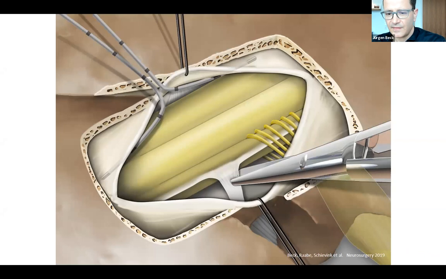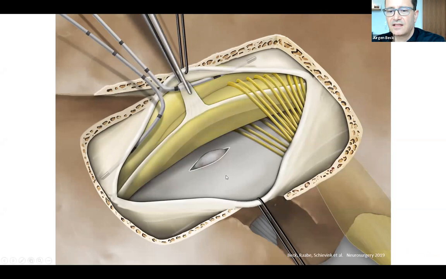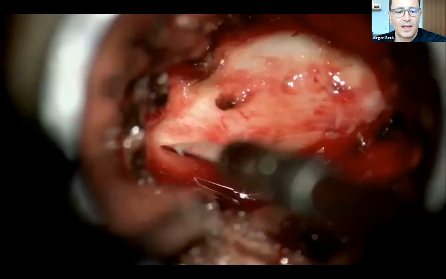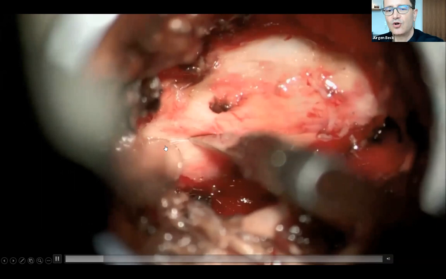Cut the dentate ligament, and then you have access to the ventral dural surface, to the microspur, to the usually 5 to 6 millimeter large opening of the ventral dura. I try to show you how this looks under the microscope. Here you have the dura, doing a dorsolateral durotomy. You can see the tubular retractor, 18 millimeters.